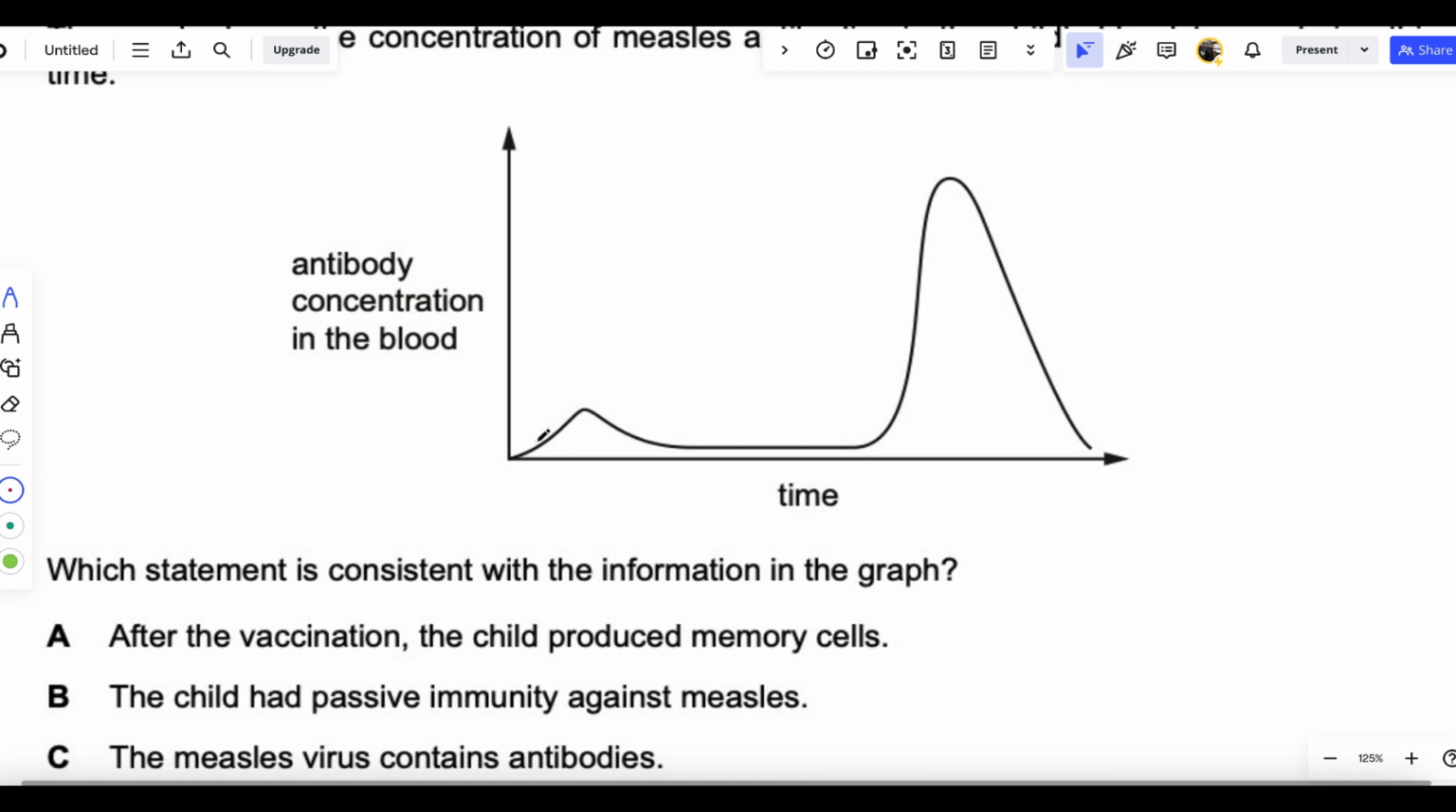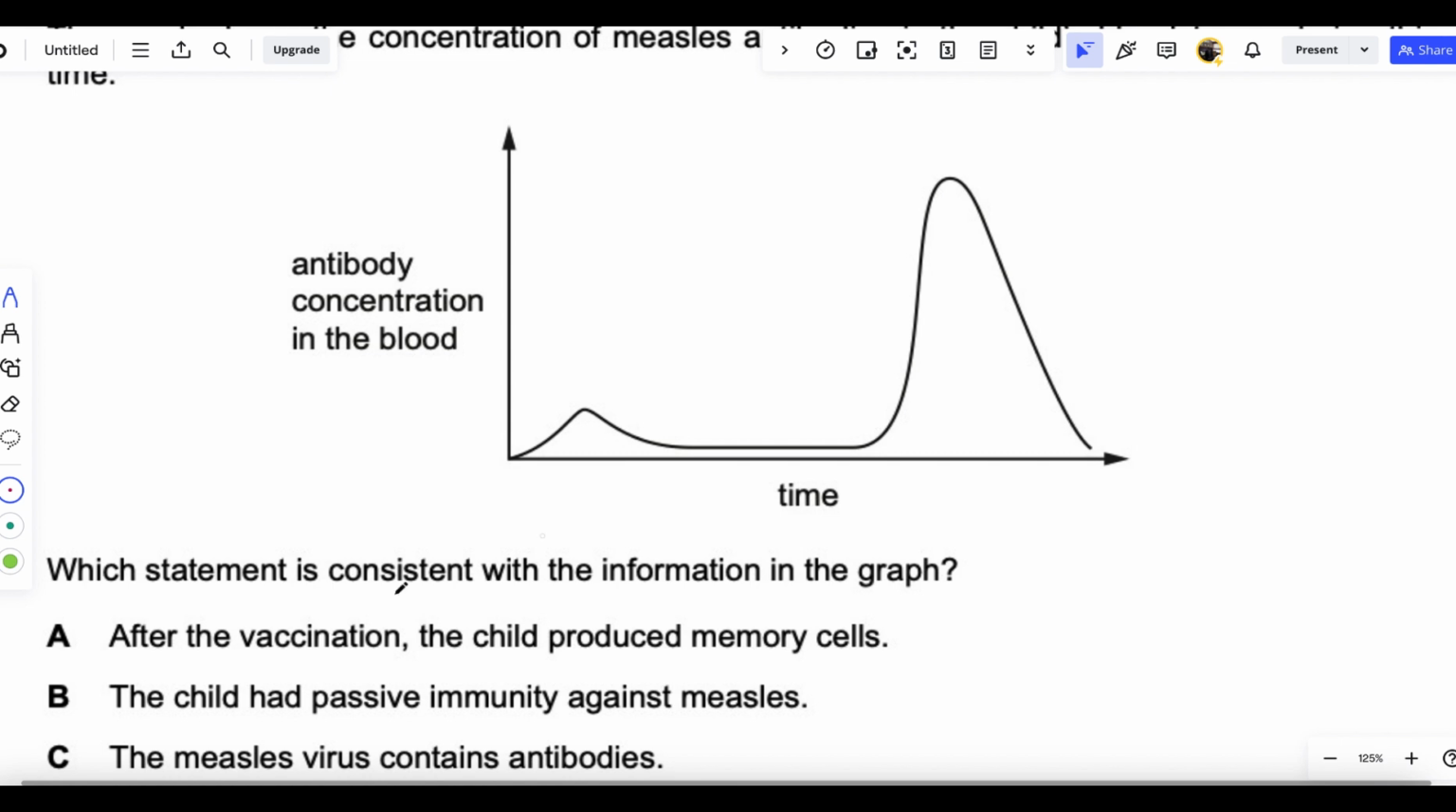So, the child has been immunized, but still it got the virus. The virus still caught up with the child. So, what could be the problem? You vaccinate a child against measles. After some time, the child still got the disease. Which statement is consistent with the information in the graph?